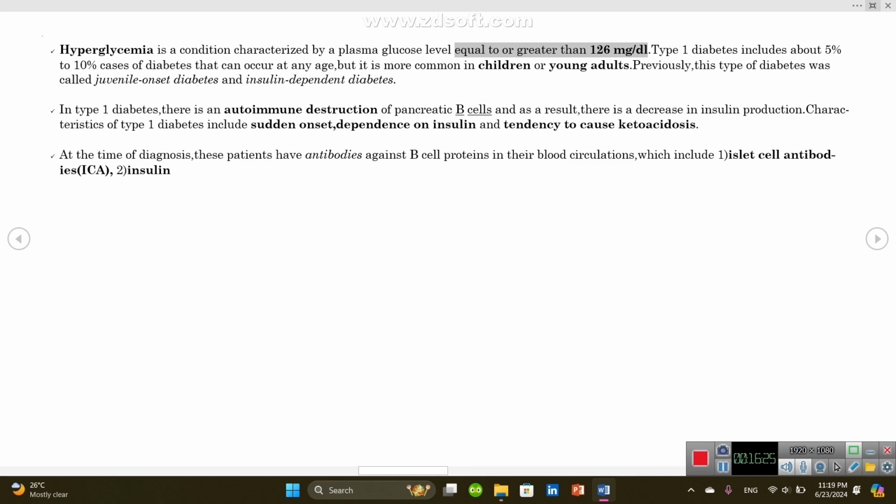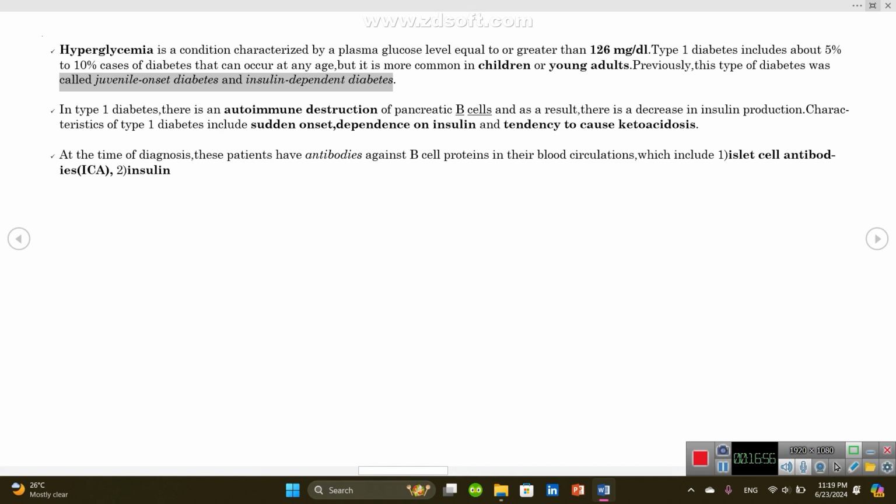Type 1 diabetes includes about 5% to 10% of cases of diabetes that can occur at any age, but it is more common in children or young adults. Previously, this type of diabetes was called juvenile onset diabetes and insulin-dependent diabetes. These are older names of diabetes type 1, but nowadays we call it type 1 diabetes.